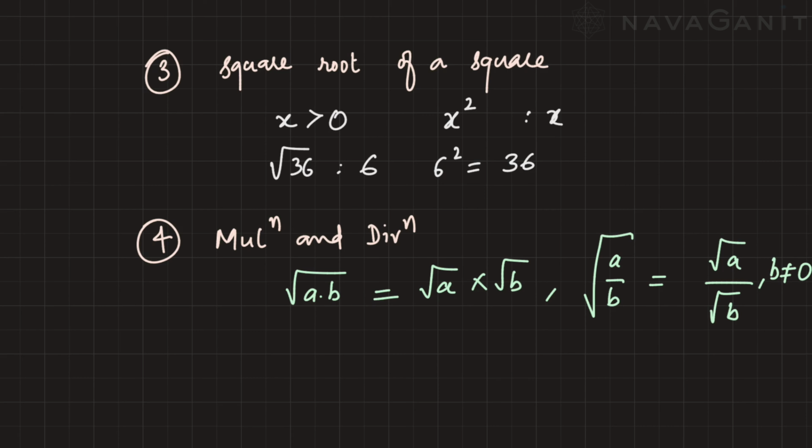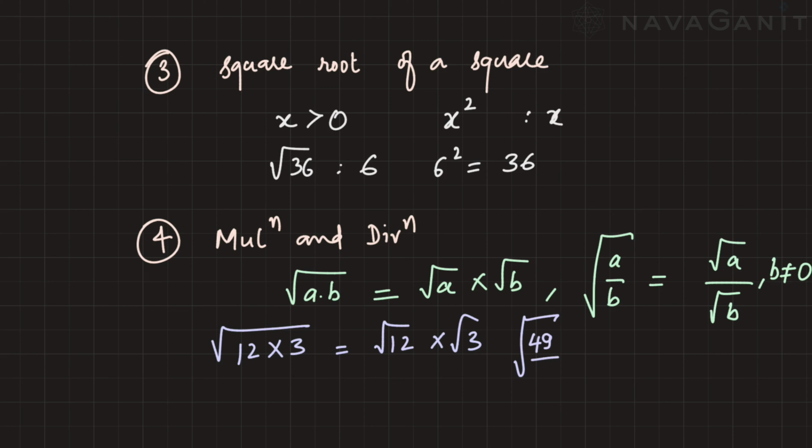Say we have square root of 12 into 3. This I can rewrite as square root of 12 into square root of 3. Similarly, say I have square root of 49 upon 4. This I can rewrite as square root of 49 upon square root of 4, which would be 7 by 2.